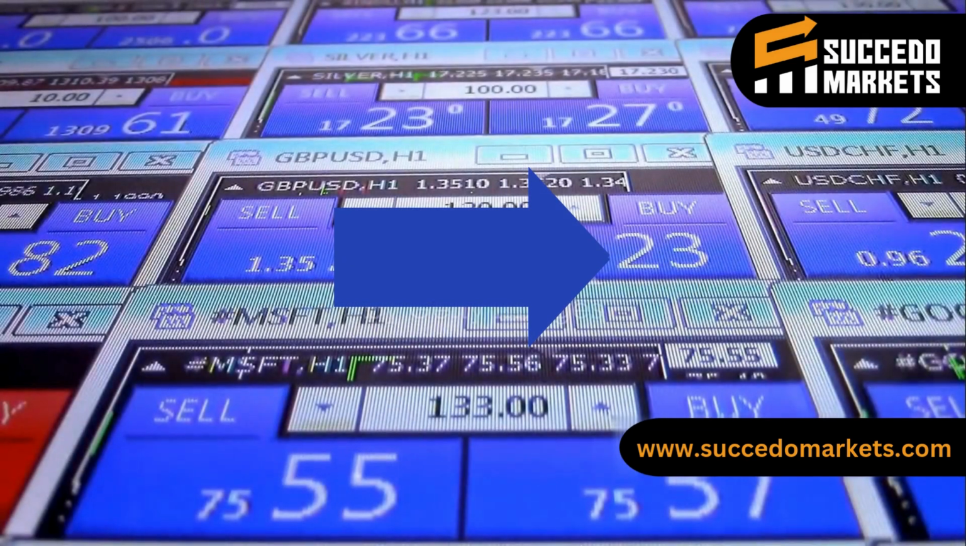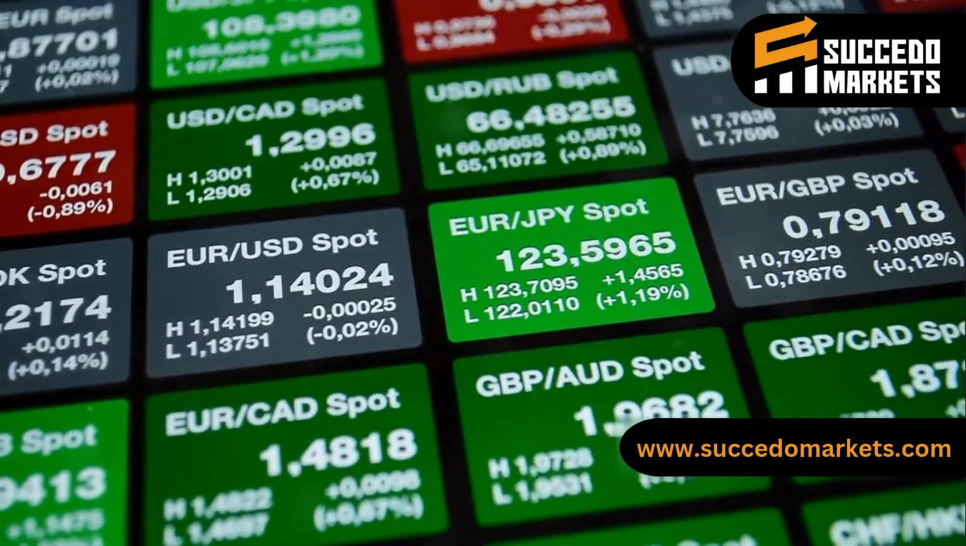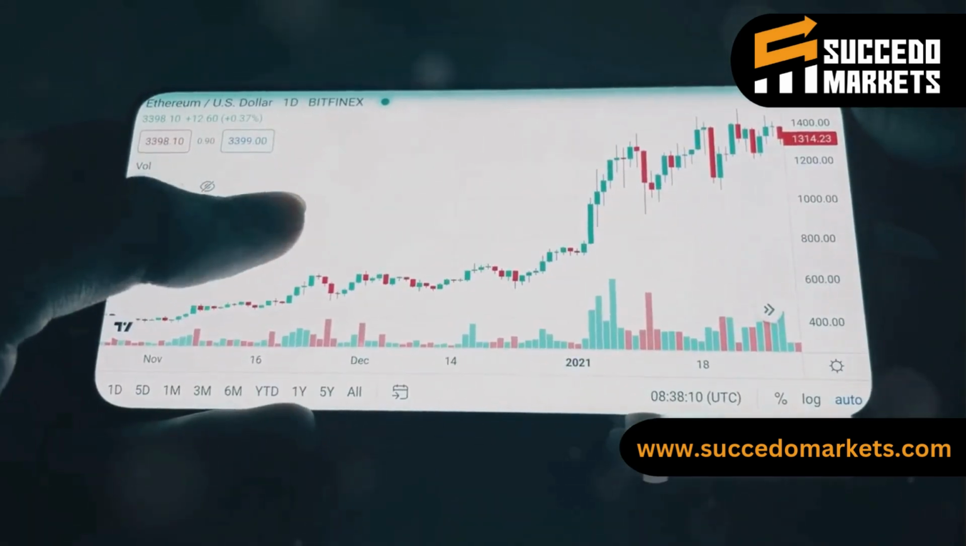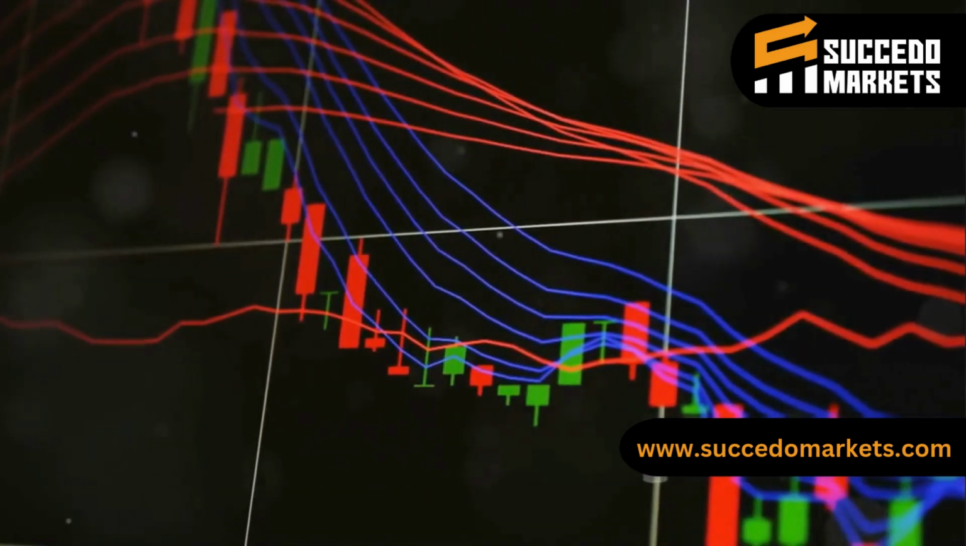Next, look at the numbers on the right side. These are the prices. They show how much one currency is worth in terms of the other. When the price goes up, the value of the first currency is getting stronger. When it goes down, it's getting weaker.